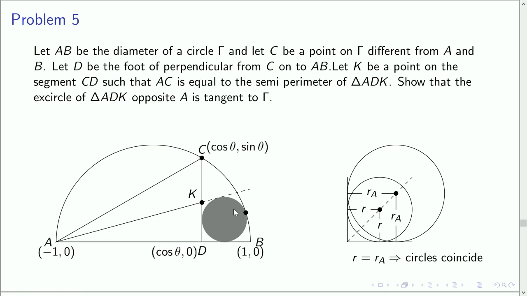Okay, so first of all, I choose the coordinates. Let's say this bigger one is a unit circle. I scale it to 1. The center will be at the origin. This point A will have coordinates -1, 0. B will have coordinates 1, 0. C is a general point on it, so the coordinates will be cos theta, sin theta. If I drop a perpendicular from it, the y component will become 0. So D will have coordinates cos theta and 0.